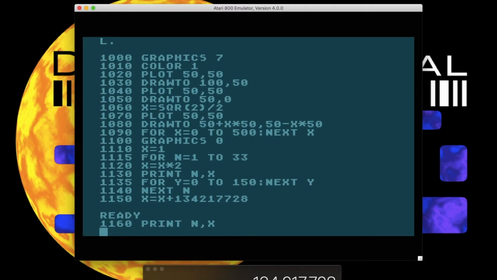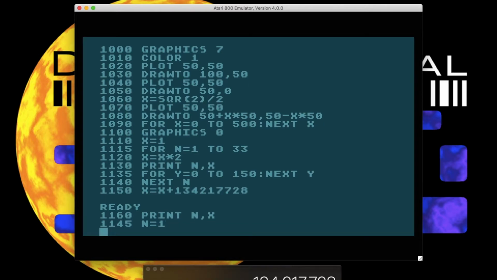And then what? We need to start it n equals 1, and then at 11:55 we're going to go n equals n plus 1.